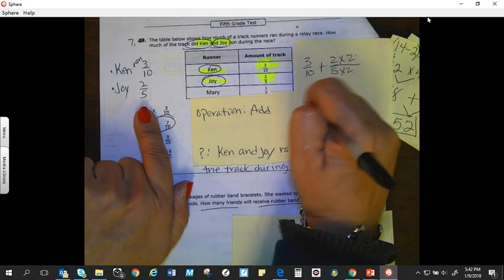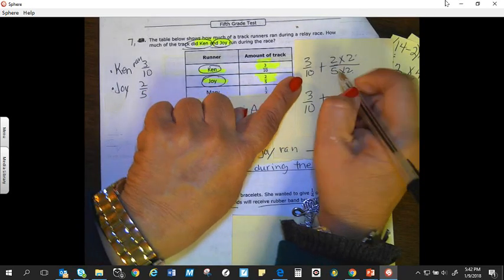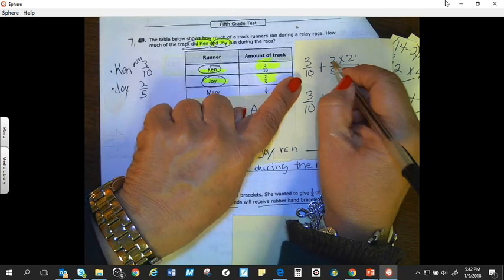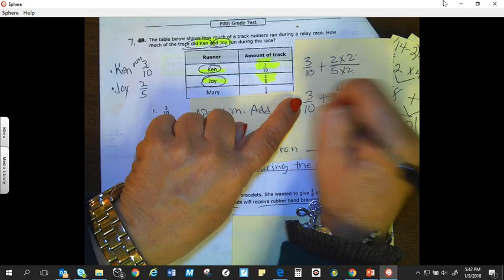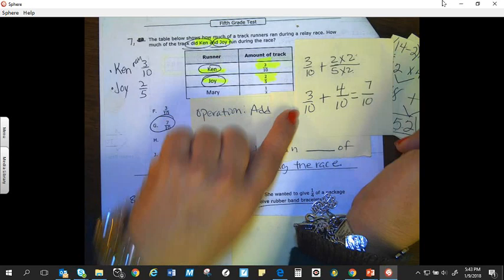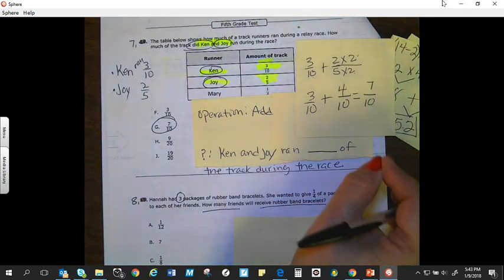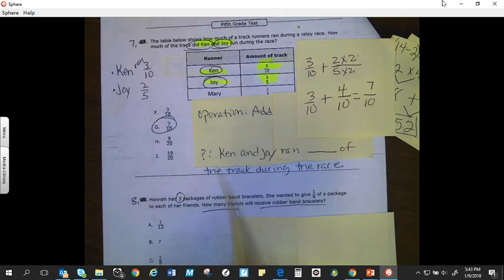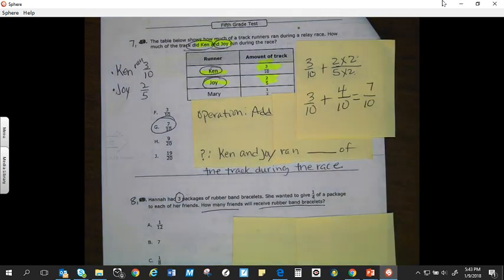So this is going to be 3/10 plus, 5 times 2 is 10, 2 times 2 is 4. So 3 plus 4 equals 7. And my denominator will always stay the same. And so my answer is 7/10. And there's where I have my answer, which is G. Okay? Please make sure that you are practicing on adding fractions with unlike denominators, finding those common denominators by the lowest common multiple, the LCM.